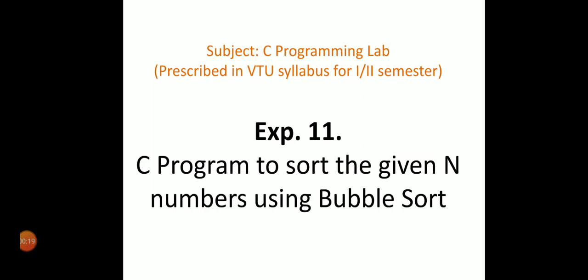In this video, I am going to explain experiment number 11 for C Programming Lab prescribed in V2 syllabus for second semester students. The 11th experiment is a C program to sort the given n numbers using bubble sort. Basically in this program, a set of numbers will be given and those numbers should be sorted. Sorted here means arranging them either in ascending or in descending order. In this program we are sorting in ascending order.